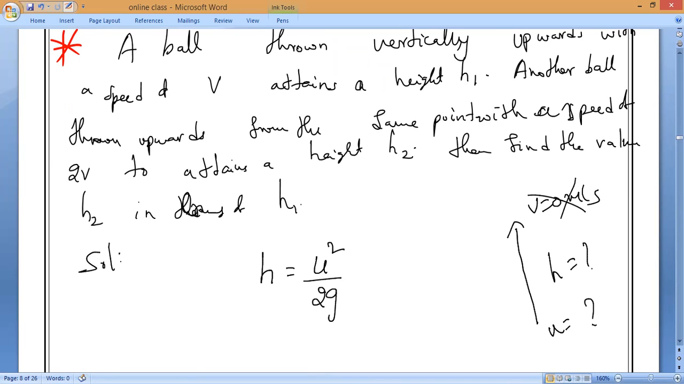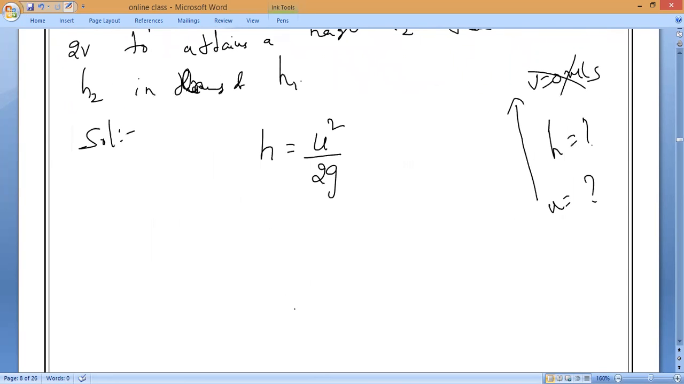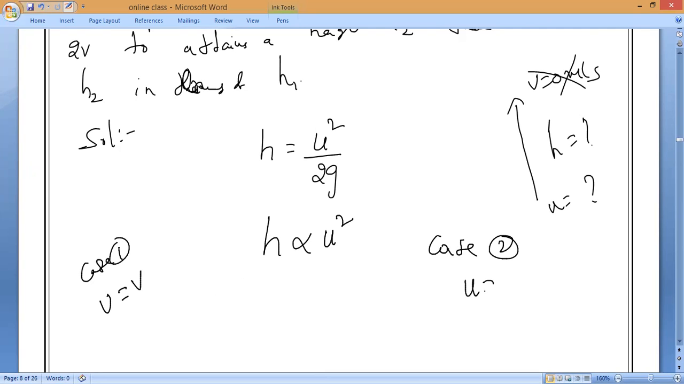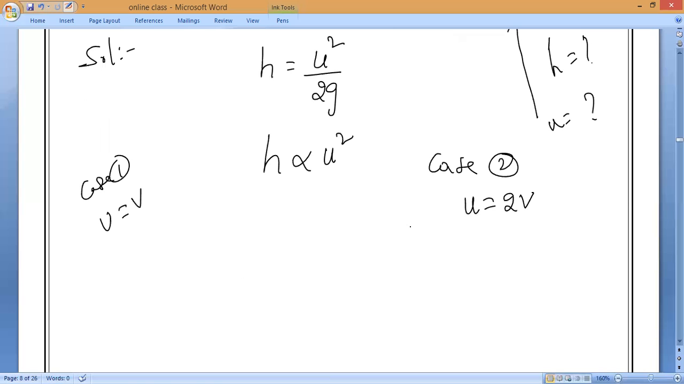Understanding? Now, what is the relation between h and u? h is directly proportional to u square. Yes or no? Now, in case 1, the initial velocity u is v. In case 2, the initial velocity is 2v. Is it okay, everybody? So we can substitute and we will get it. This is h1 height, and here h is equal to h2 height.